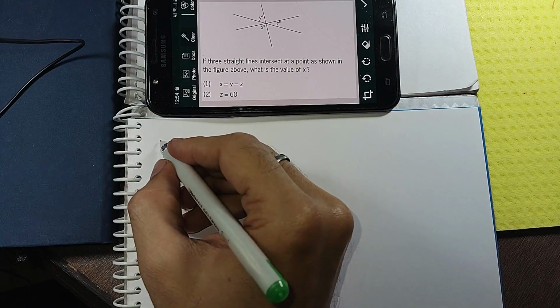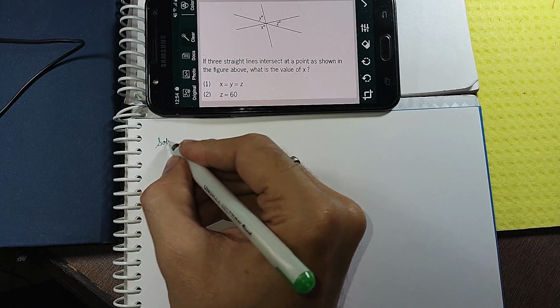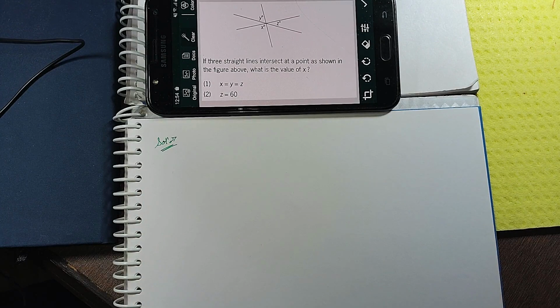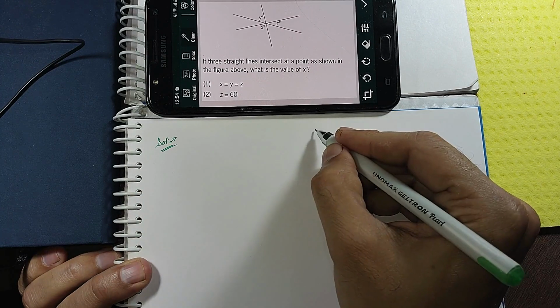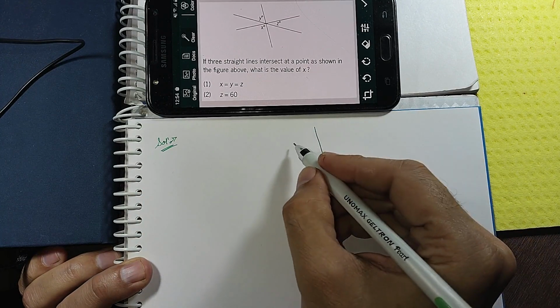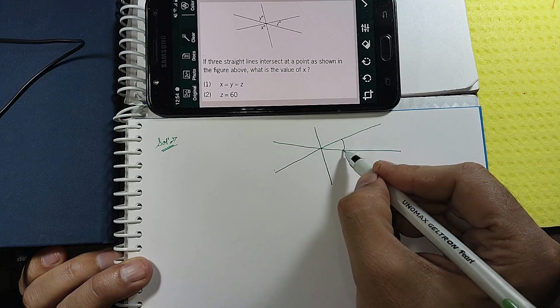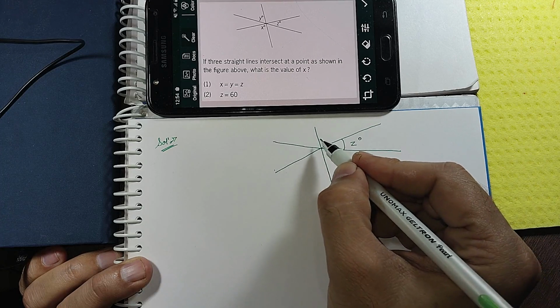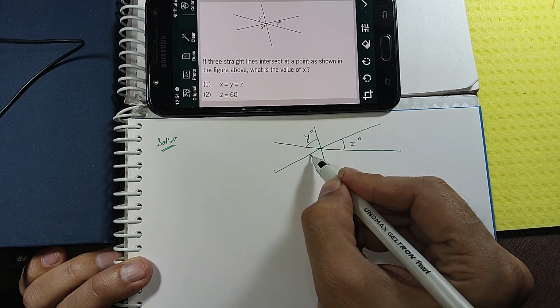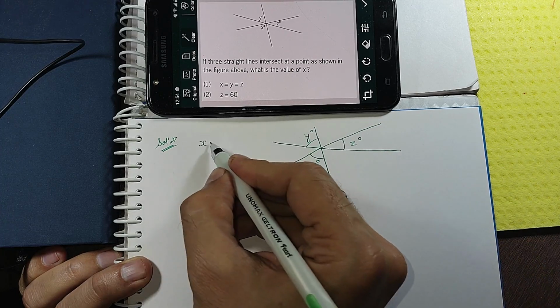If three straight lines intersect at a point as shown in the figure above, what is the value of x? So let us first draw this figure. It has been given that these are straight lines and they intersect at a point, right? This has been given to us as z degrees, this is y degrees, and this is x degrees. So we need to find the value of x.